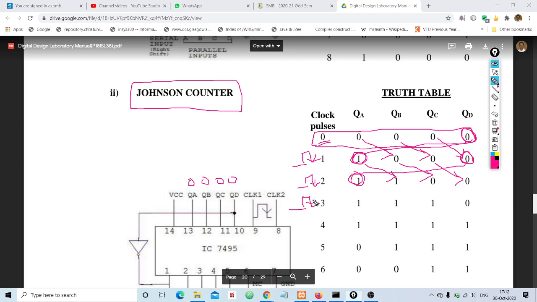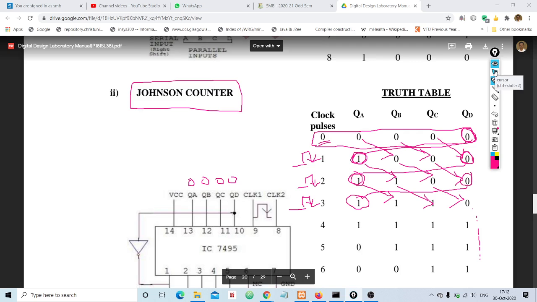Once again, for better clarity, we shall go to the next iteration. Again if you apply the clock, as usual it will take the bit present in QD and complement it; 0 negation is 1, and that 1 will be placed in the QA position. QA content will be shifted to QB, QB content will be shifted to QC, QC content will be shifted to QD. Like this the counter will work. Clear? Did you understand how Johnson counter will work?